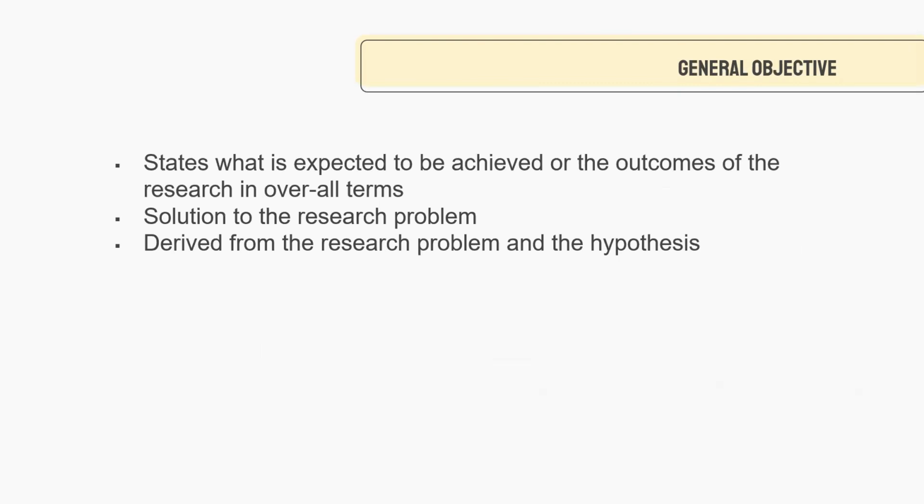So for objectives, we have one general objective followed by a few specific objectives. The general objective states what is expected to be achieved or the outcomes of the research in overall terms. It is the solution to the research problem and is derived from the research problem and the hypothesis. So don't worry about sounding repetitive. It's okay if the general objective just mirrors your research question, title, and hypothesis.